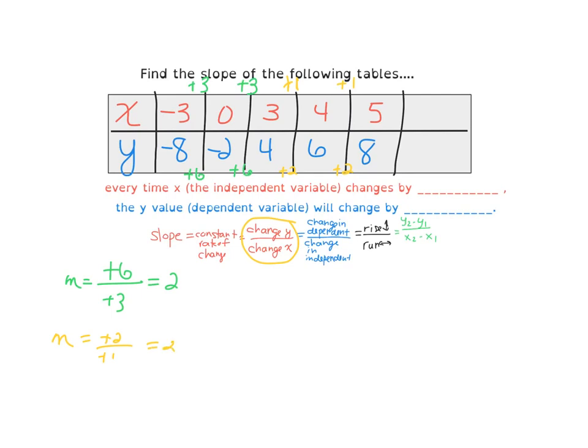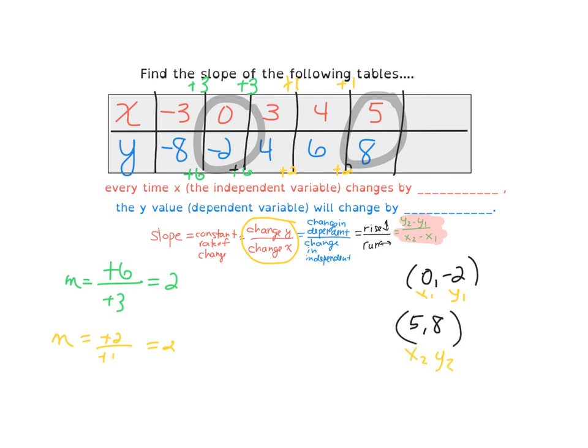When we use a different formula, we could again use the points, so we could pick any 2 points in this table. So let's choose 0, -2, and 5, 8. So let's label the point 0, -2 as our x1 and our y1. Let's denote the point 5, 8 as our x2 and our y2.